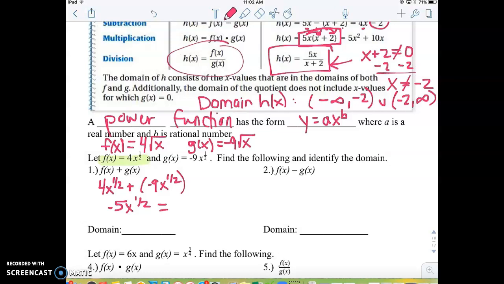And so for the domain, because we have an even root, because we have a square root, the thing underneath has to stay positive. So the thing underneath is x. Positive means bigger than or equal to 0. So for our domain, x would have to be greater than or equal to 0. In interval notation, that's bracket 0 to show that we can equal 0, to infinity.